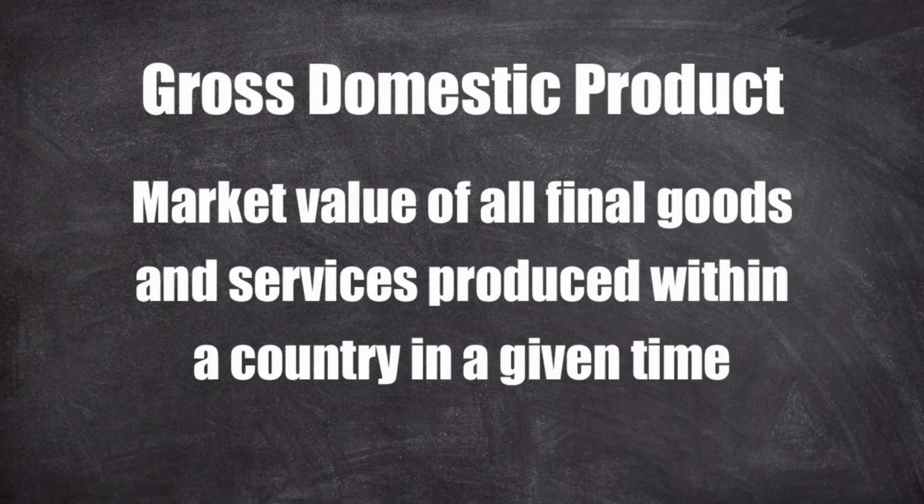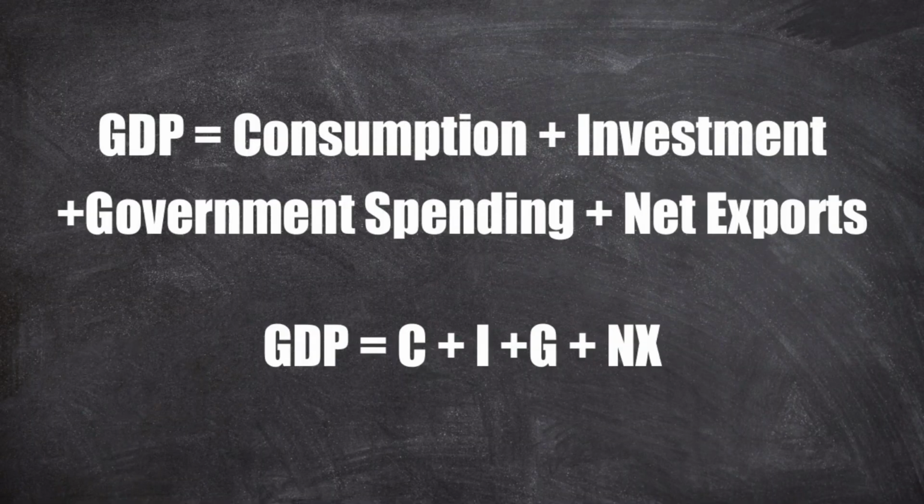One thing about economics everyone should know is GDP, or gross domestic product. GDP is the market value of all final goods and services produced within a country in a given period of time. GDP is used to measure the productivity of a country, and we measure it by adding up the total of consumption, investment, government spending, and net exports.